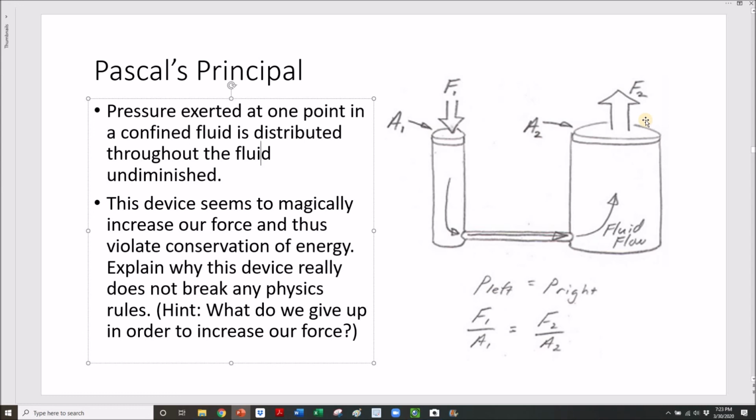Now this seems like a magical increase in force that's going to violate conservation of energy. But it doesn't, because this volume of fluid that flows over here doesn't fill this up very fast, and so we end up with a small increase in height. So the work that you get output over here is never any bigger than the work that you put in over here. So it doesn't violate conservation of energy.